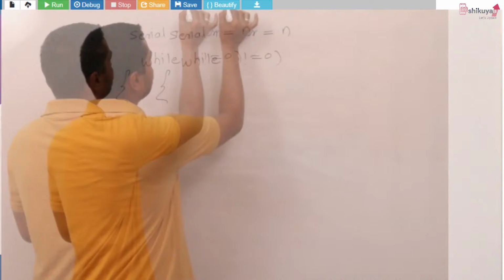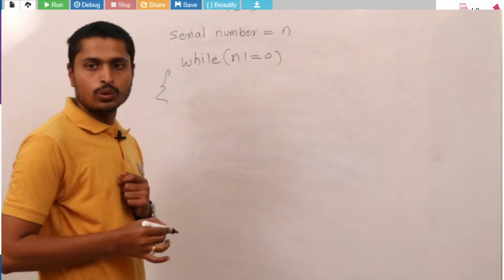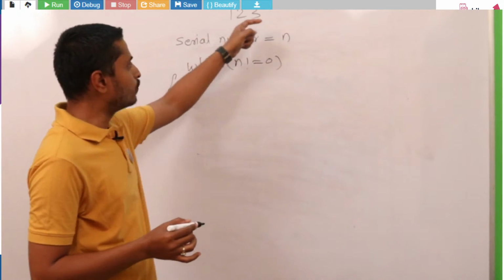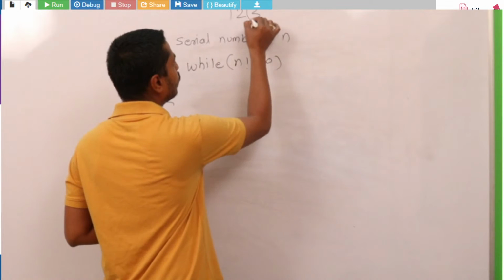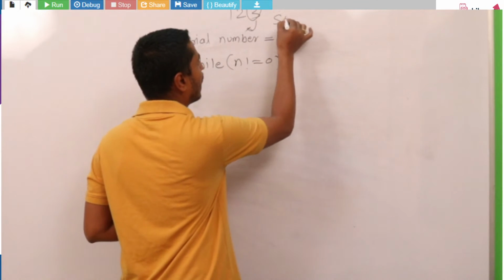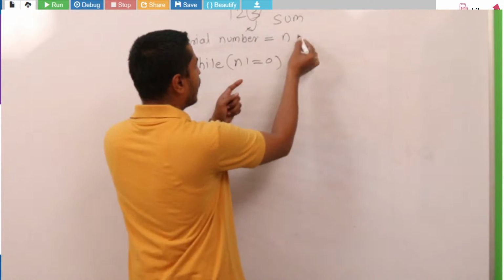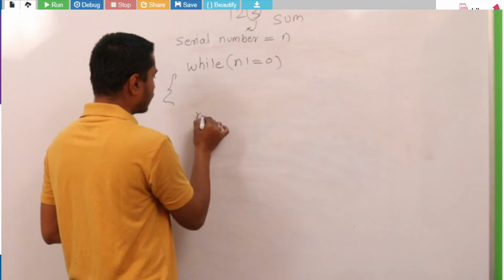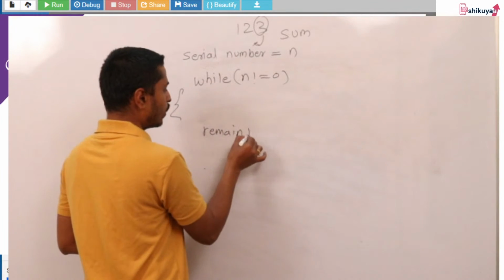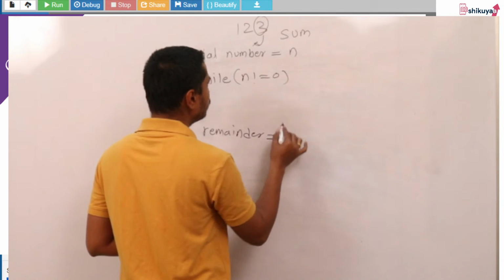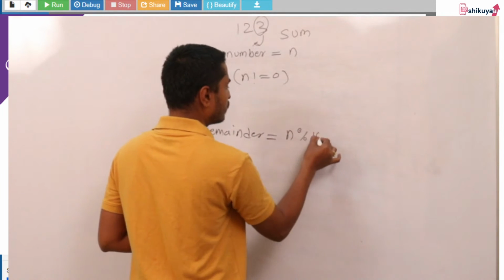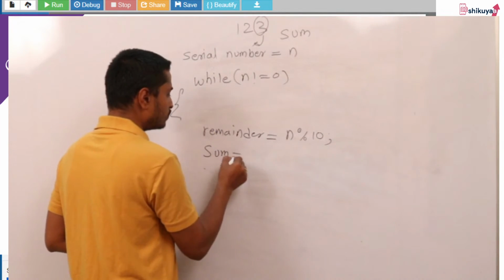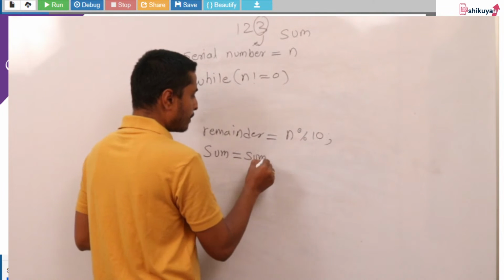For example, if you consider 123, is it visible to all of you? Okay, 123. So what we are going to do is extract each and every digit and add it into the sum, and it goes on increasing. First of all, we are going to identify the remainder. How to identify the remainder? Remainder is equal to n mod 10. After that, sum is equal to sum plus remainder.